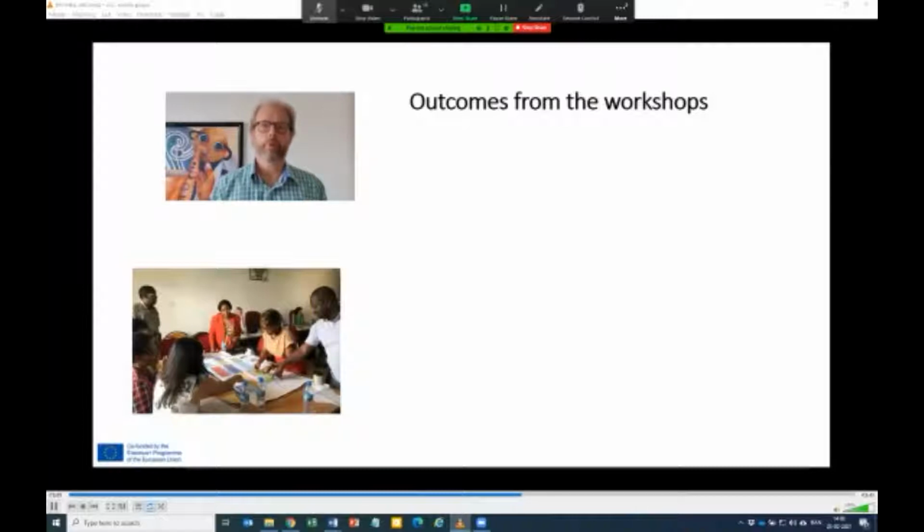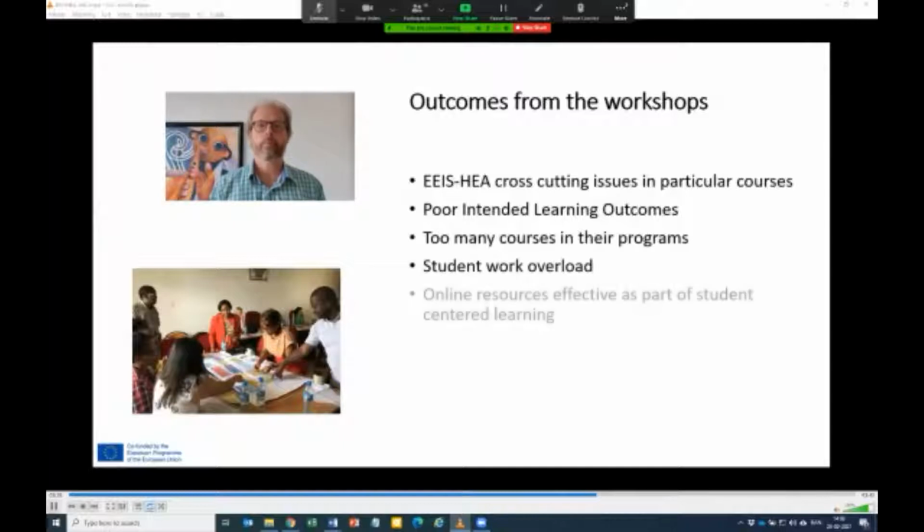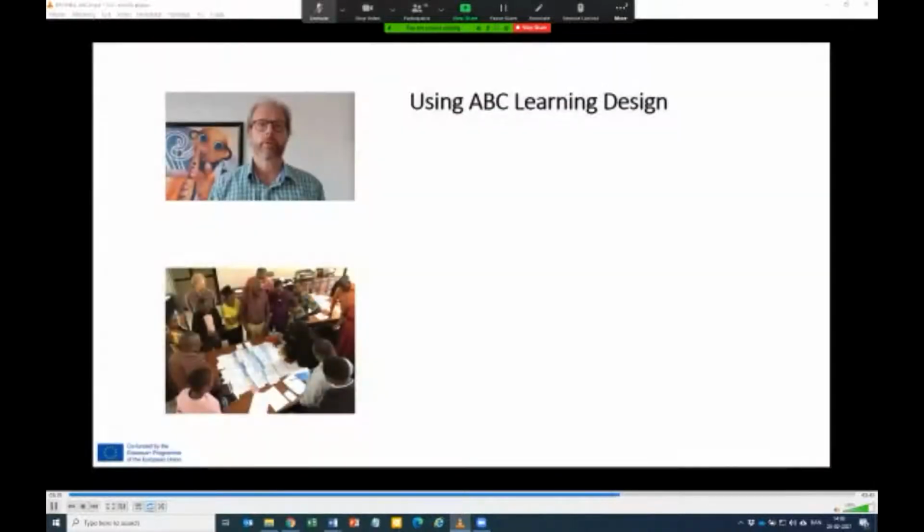Outcomes differed between universities, but some of them are: participants were able to discuss the EISA cross-cutting issues in relation to particular courses. They experienced that they had generally poorly elaborated intended learning outcomes and too many courses in their programs. They also found a student work overload in some programs and that online resources may be effectively used in a student-centered perspective.